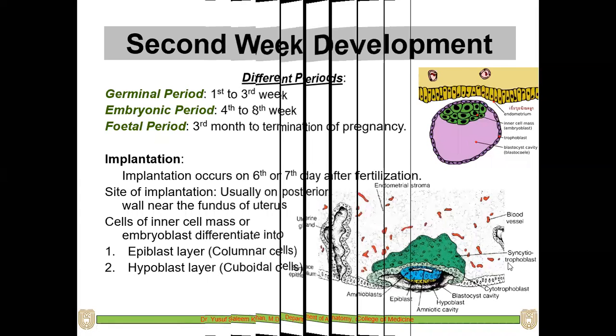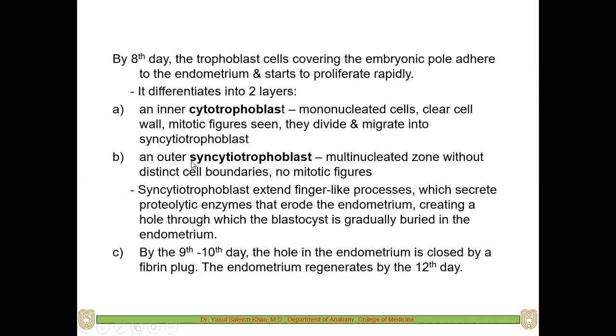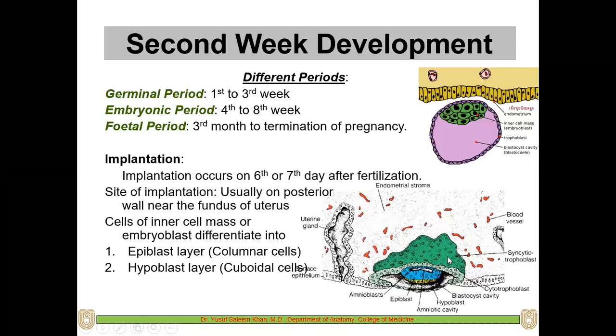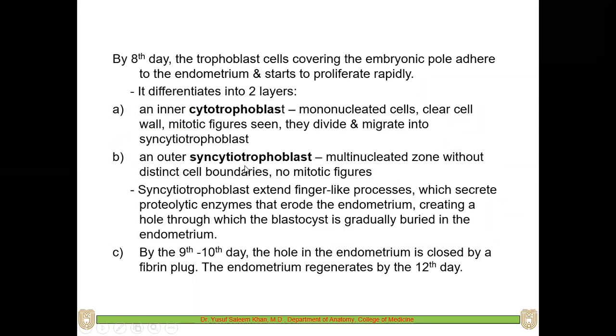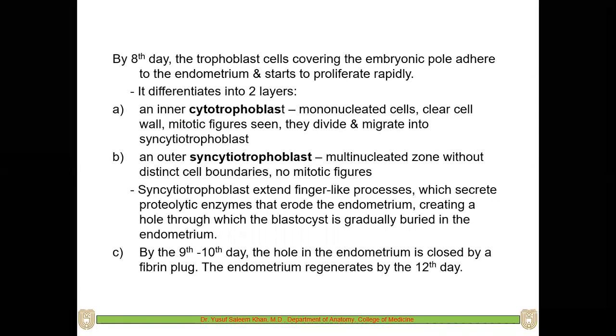Now this is the syncytiotrophoblast. What is this? This is an outer syncytiotrophoblastic layer, which is a multinucleated zone without distinct cell boundaries. If you see here, there are no cell boundaries like here. Here there is a clear boundary and you can make out each cell with a nucleus. But here there is no boundary, so they look multinucleated. There are many nuclei without any cell boundary, so you cannot make out each cell. And there are no mitotic figures.